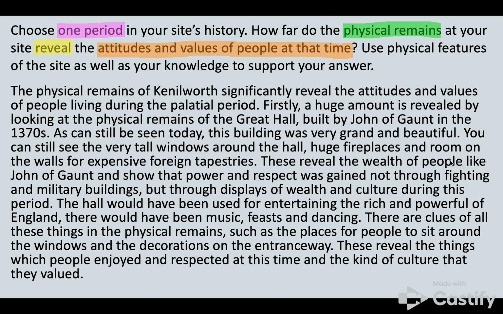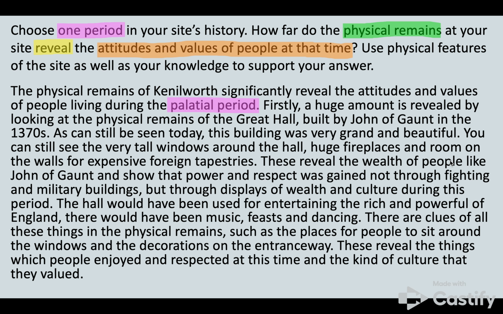So the physical remains of Kenilworth significantly reveal the attitudes and values of people living during the palatial period. So straight away, I've told the examiner what period I'm talking about. I've used words from the question. Let's start making some points.